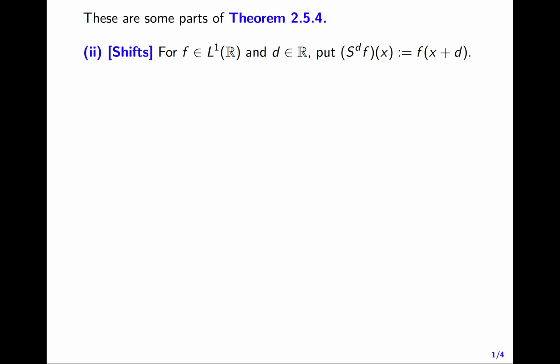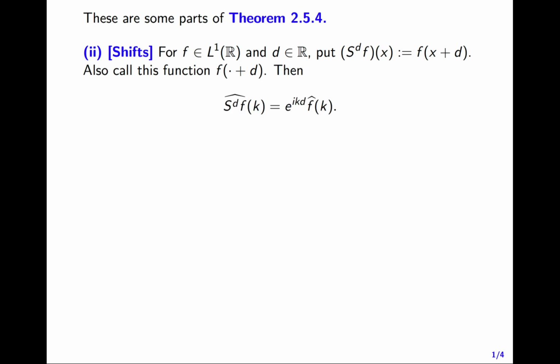Take a function f in L1 of R and a number d in R, and define S_d on f at x to be f of x plus d. So S_d on f is a shifted version of the function f. You shift the graph of f to the left or to the right, depending on what the shift d is. And I'll sometimes call this function f of dot plus d, using my convention of dots to denote the missing independent variable and d the fixed parameter.